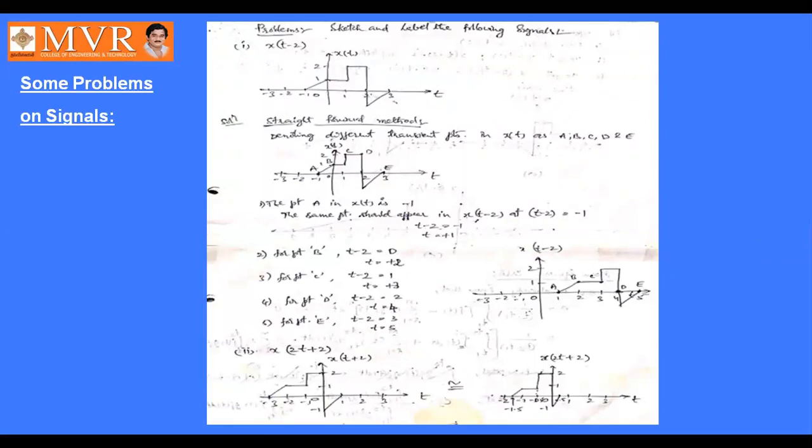See the problem. Sketch and label the following signals. This is the signal x of t, given like this. We have to sketch x of t minus 2. So from this x of t, we have to sketch x of t minus 2. How to sketch x of t minus 2 from x of t? By using the straightforward method, we can sketch this x of t minus 2.